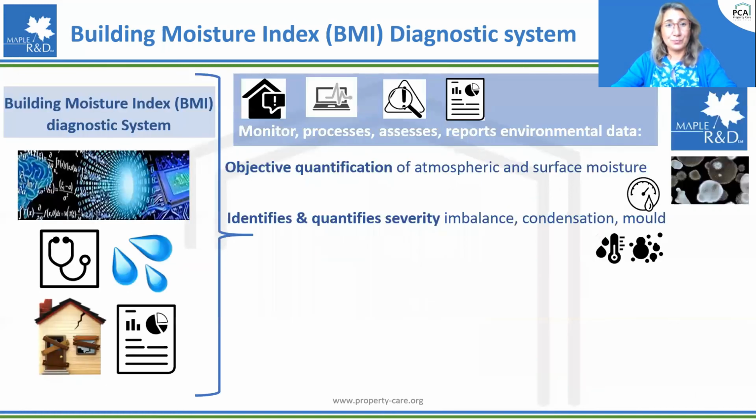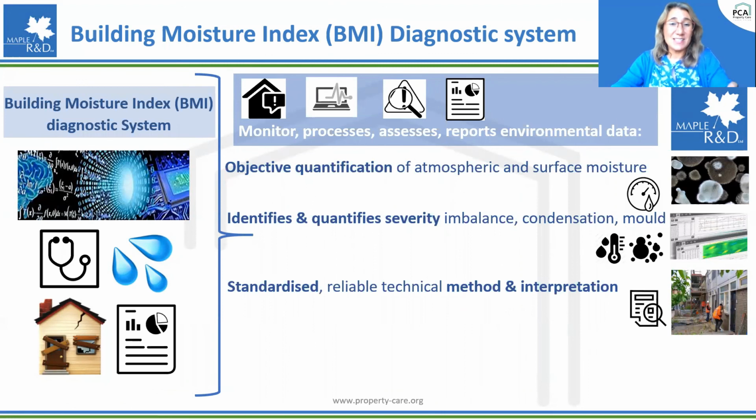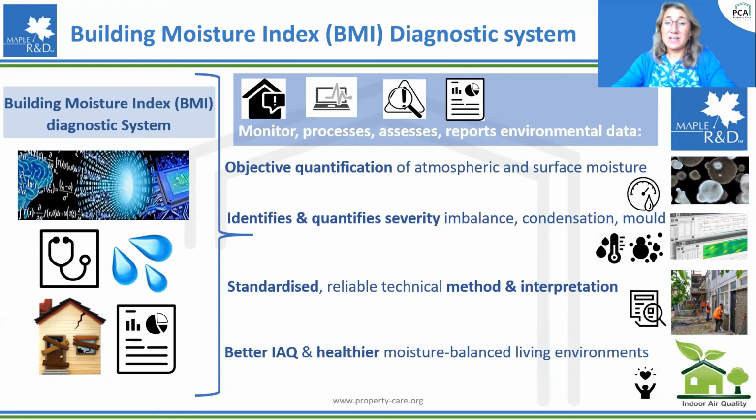Just as a summary, the BMI diagnostic system is a system that monitors, and allows processing, assessing, and reporting environmental data, and allows an objective quantification of atmospheric and surface moisture. It identifies and quantifies the severity of the moisture imbalance, condensation, and mold. It provides a standard way and a reliable technical method and interpretation of data. And finally, and no less important, it allows better indoor air quality and healthier moisture balanced living environments.